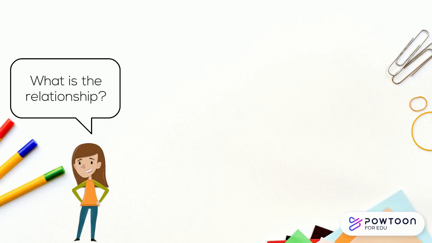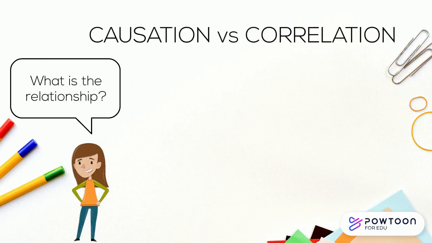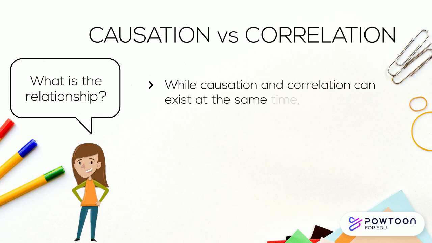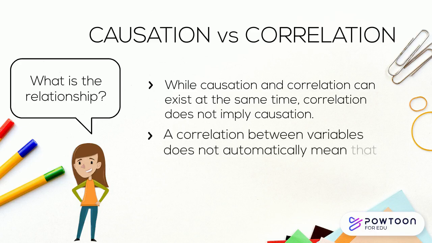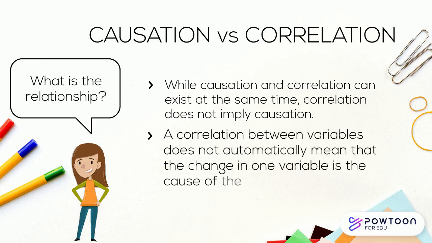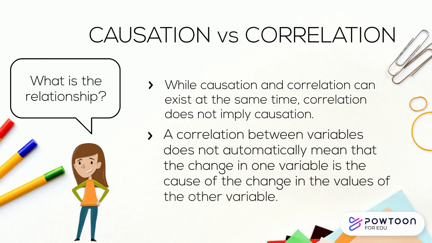What is the relationship? Causation versus correlation. While causation and correlation can exist at the same time, correlation does not imply causation. A correlation between variables does not automatically mean that the change in one variable is the cause of the change in the values of the other variable.